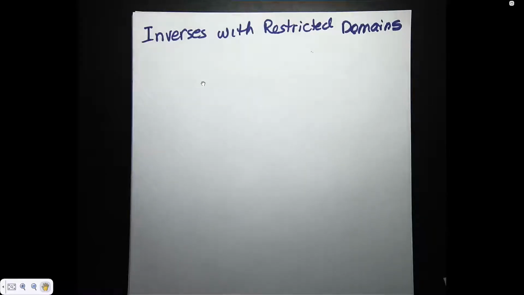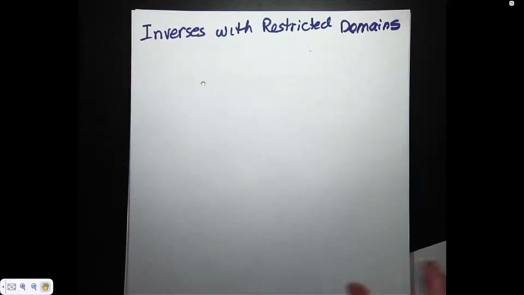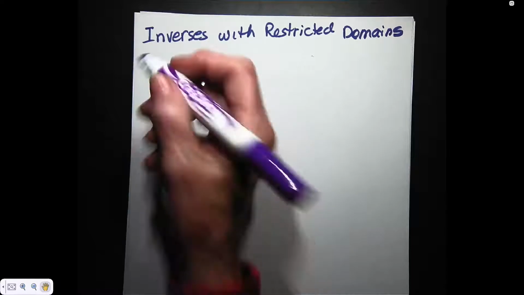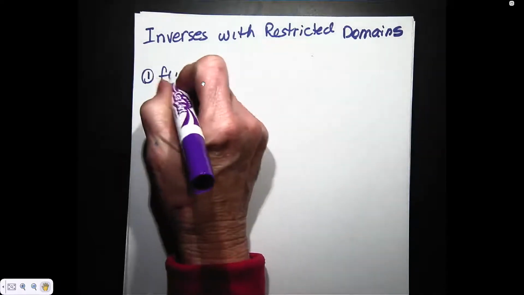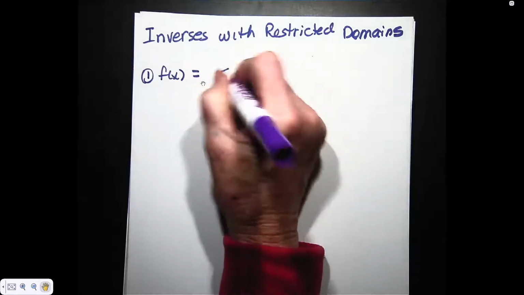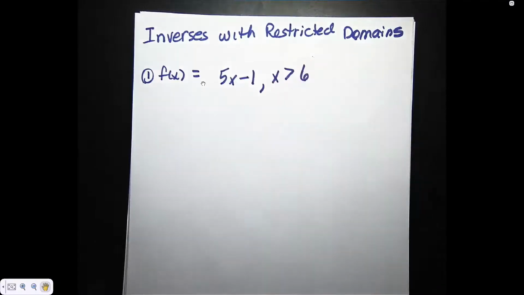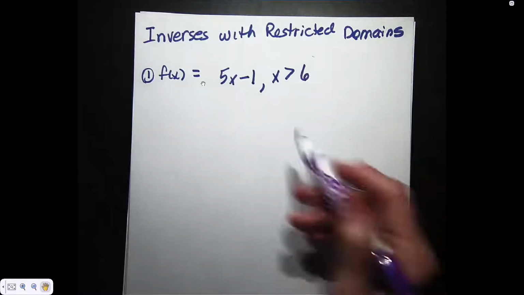Hi, well, we've been finding inverses of different kinds of functions: power functions, linear functions, irrational functions, logs, exponents. Now we're going to take one of the functions that we have and give it a restricted domain. For example, if I said f of x is equal to 5x minus 1 for x is greater than 6, and I want to find the inverse of this function.